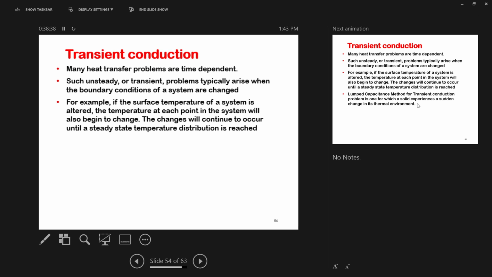Have you gone over the lump capacitance method? I'm not sure. I don't think so. But it is at the end of the semester, huh? Okay. Don't care about that.